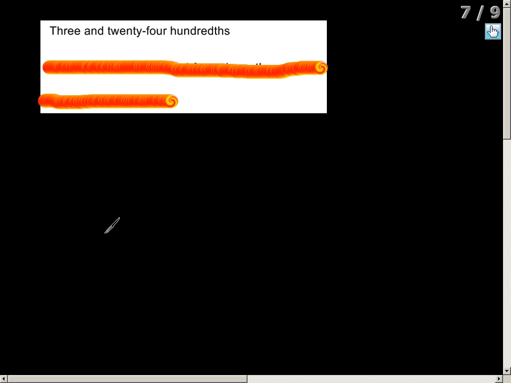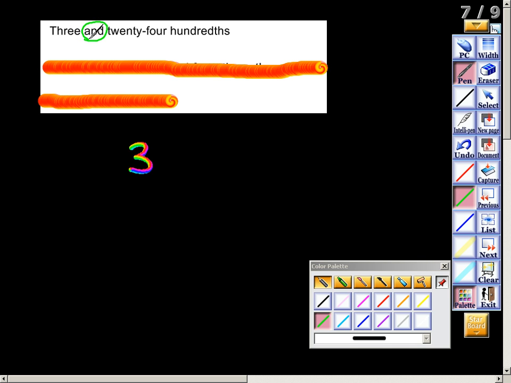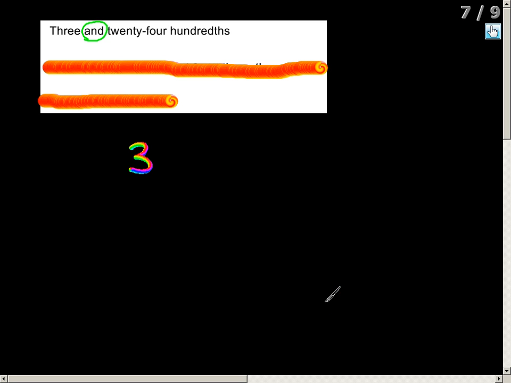Okay, now what we're going to do first of all, we're going to take a look at just our whole number. So the whole number is 3. Very, very simple. We're going to write the 3 down. We're going to break this down step by step. Now we go to our next word in our problem that's in word form, which is the word and. Since we have the word and there, we're just going to put a simple decimal point, because that's what the and represents.